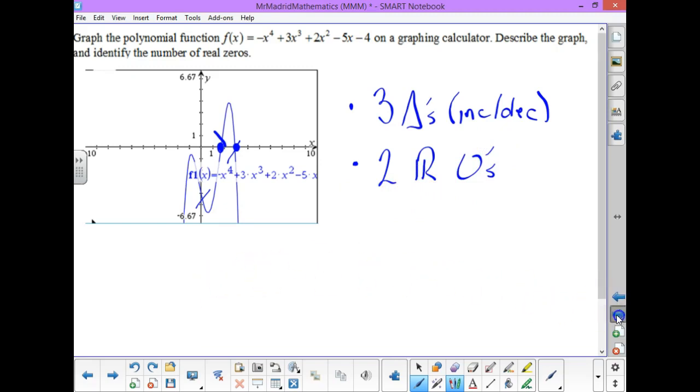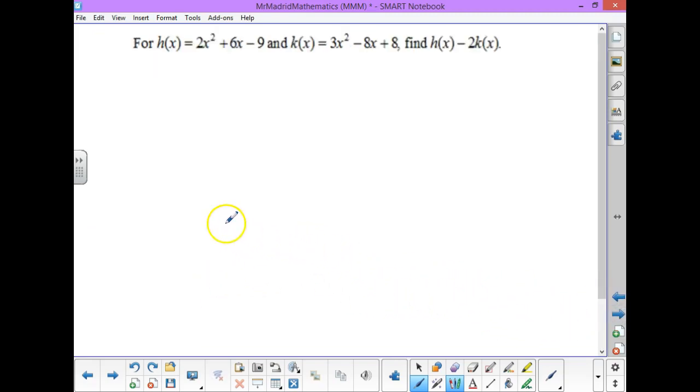Alright. And lastly, we have this kind of problem. This is pretty beneficial for you guys moving forward into pre-cal and things like that. So here you have just some function h of x and another one k of x, and they want you to perform some algebra with that. Alright, so here's what you want to do. You want to rewrite this. It says find this. So you've got to be like, well, how do we find that?